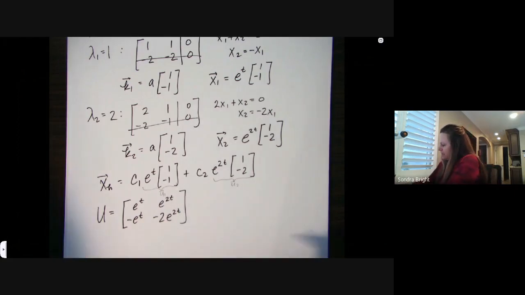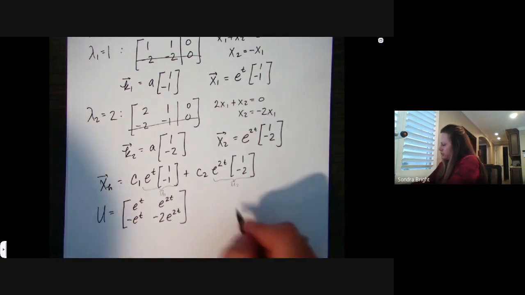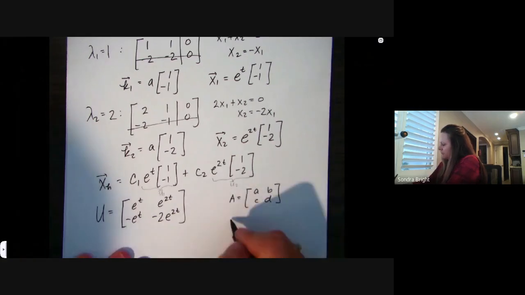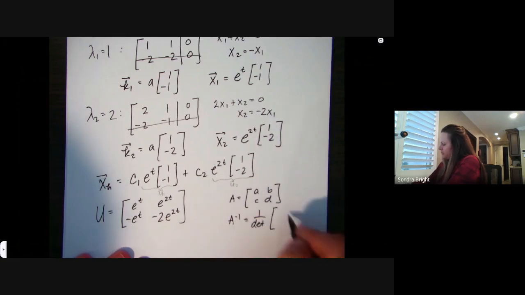If you remember, if a matrix is a 2 by 2 with A, B, C, D, well then the inverse will be 1 over the determinant of the matrix, and you would flip-flop the diagonal values.